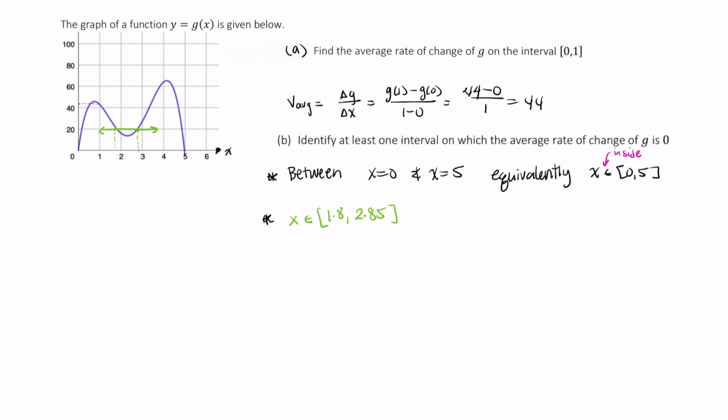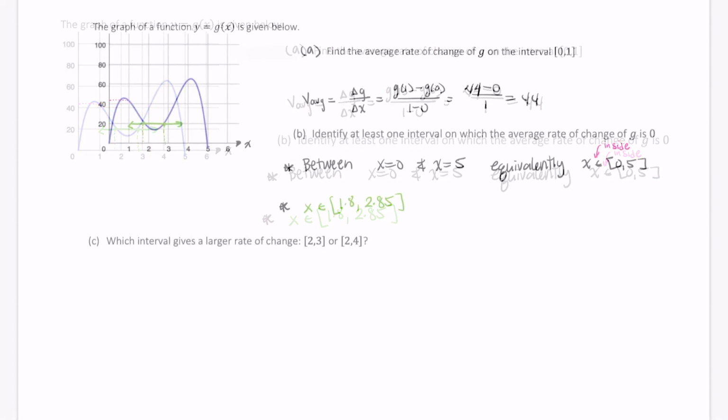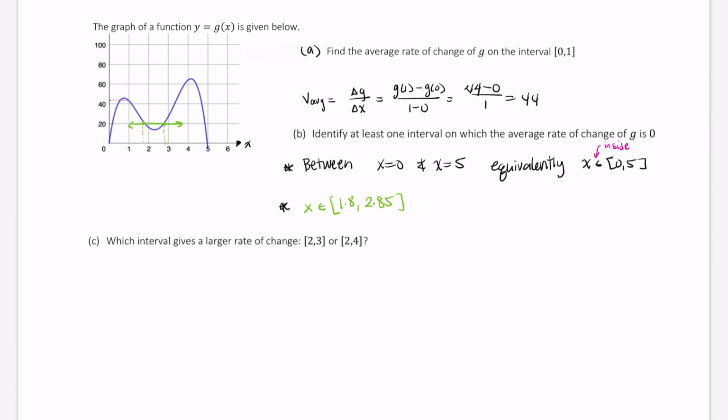And so on your own, you can identify several. Here's another, anywhere you can connect these with a horizontal line. So even here from x equals 1 to x equals about 3.5 would be yet another. All right, next, which interval provides us with a larger rate of change? The interval between x equals 2 and 3 or 2 and 4?